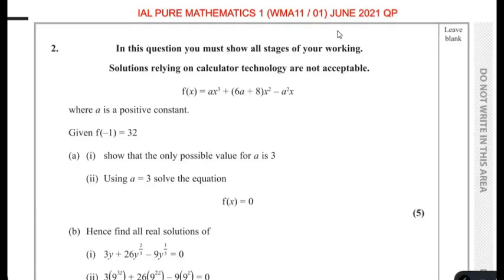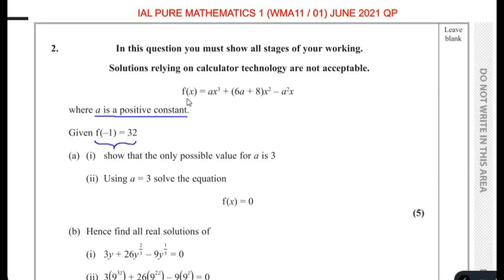Now let us look at the next question from the June 2021 question paper. There is a function given as f of x equal to a x cube plus 6a plus 8 x square minus a square x, where a is a positive constant. Given f of minus 1 is equal to 32, show that the only possible value for a is 3. So they have given us a hint over here, that is f of minus 1 is 32.